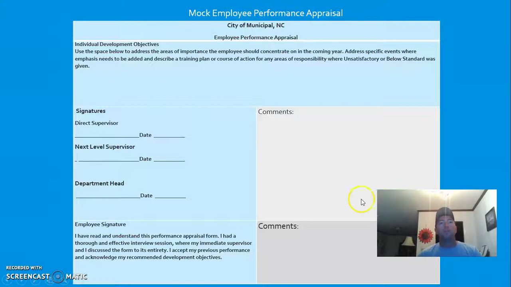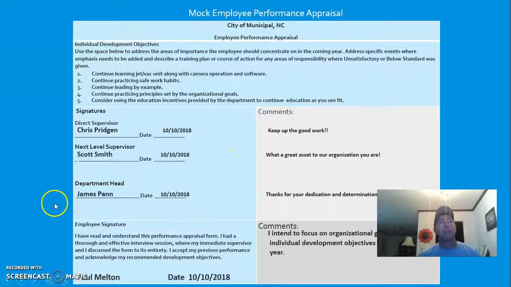So that pretty much covers this whole document. Let's see what this looks like filled in. So here are the individual development objectives for this employee, the direct supervisor's signature and date, the next level supervisor's signature and date, and the department head's signature and date, along with their comments, the signature of the employee, and his comments as well. Thank you.